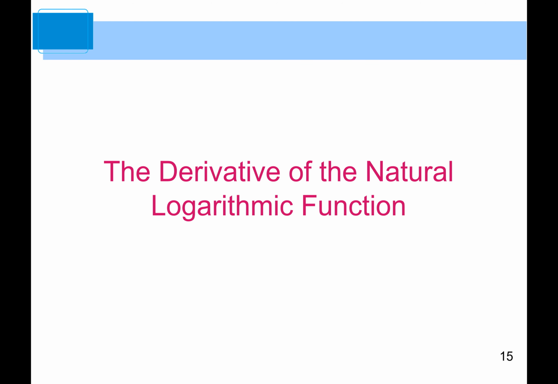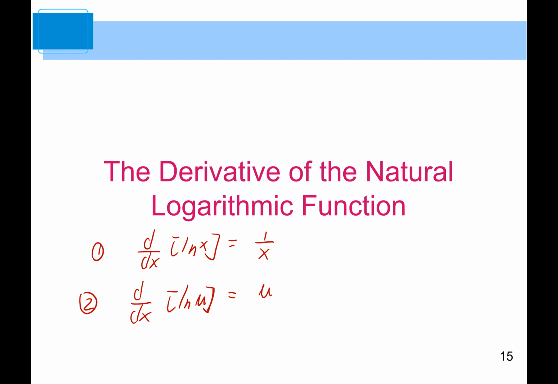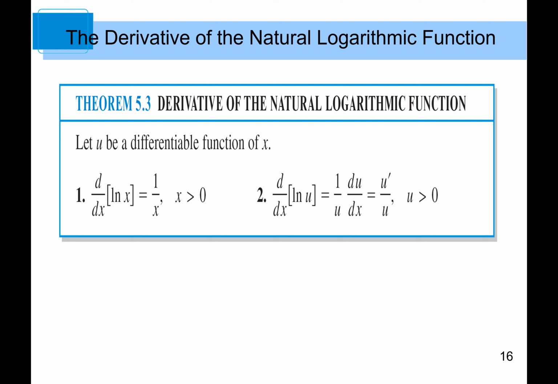Now let's take a look at the derivative of natural logarithm functions. The derivative is very straightforward. Derivative of Ln of x is equal to 1 over x. Derivative of Ln of u is equal to u prime over u, where u is a differentiable function of x.